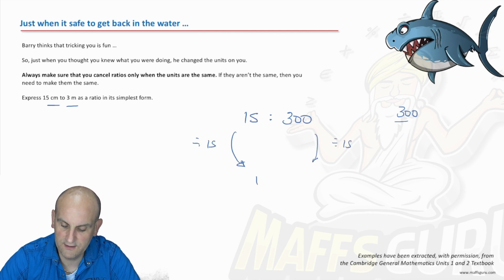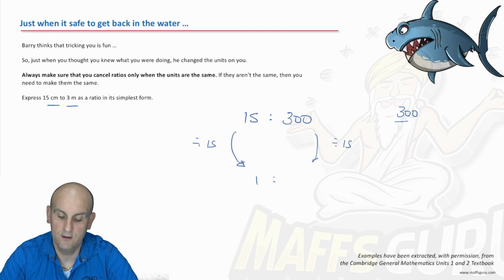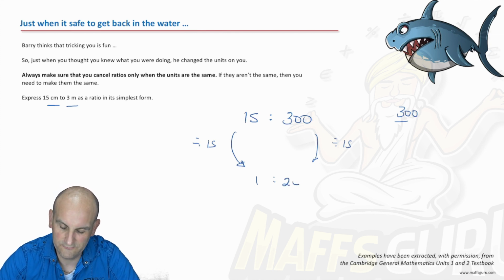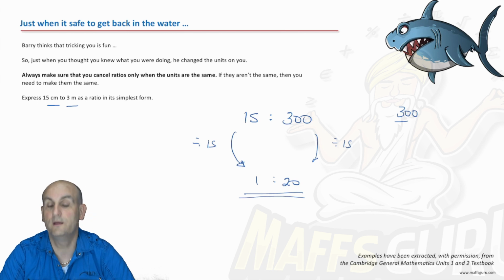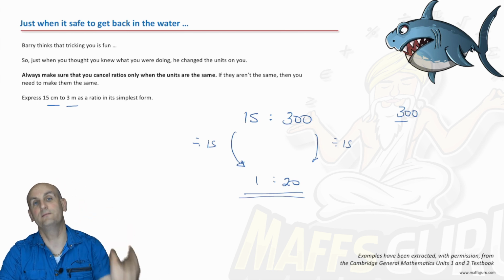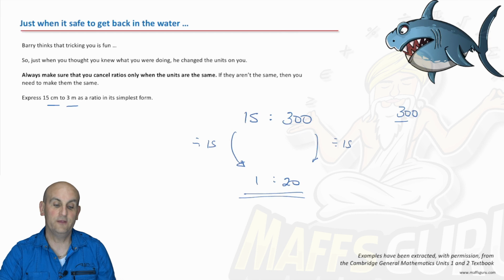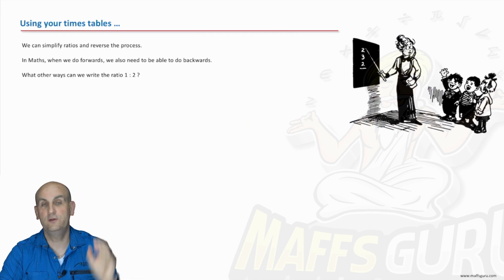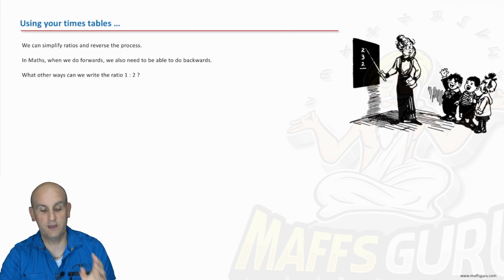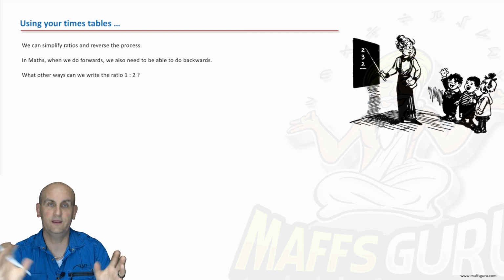That's 15 divided by 15 is 1, because anything divided by itself is 1. 30 divided by 15 is going to give me 2. And lo and behold, I can't go any further. Now, that, believe it or not, is about as tricky as it gets, yeah? The trick here is using your times tables and knowing how to find things and whatever else, yeah?